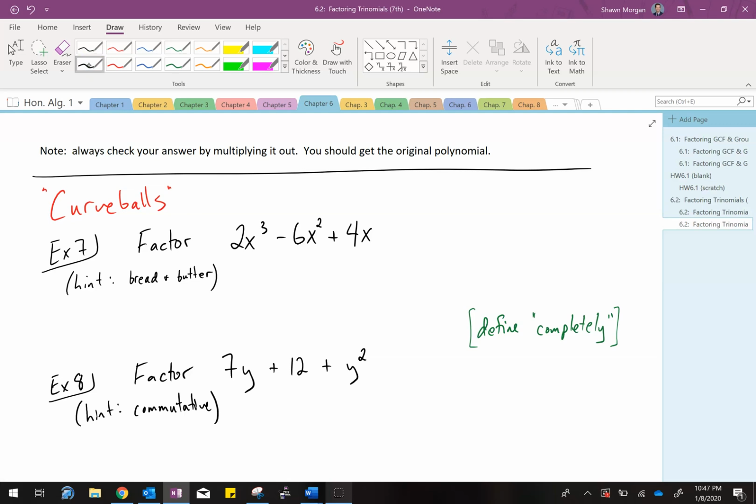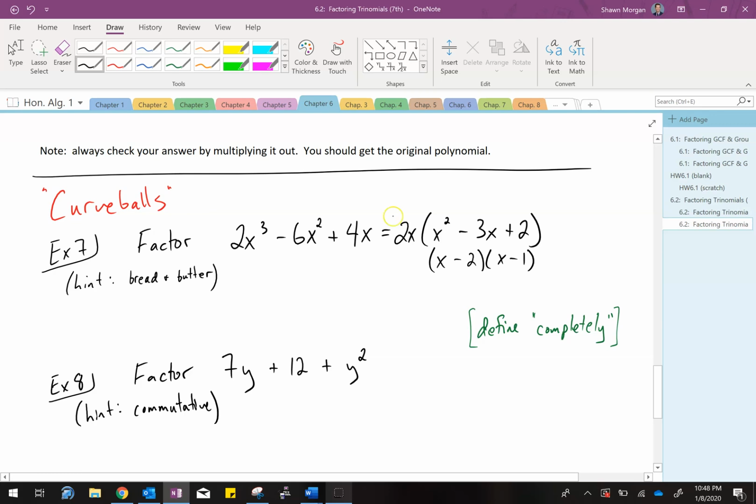In my hint here, I say bread and butter. You'll remember I referred to our GCF as a bread and butter factoring technique. You do it every time. You check for it every time. And so what we'll notice here is that at the very beginning, I should take out a 2x. If I factor out a 2x from each term, I'm going to be left with x squared minus 3x plus 2. Now that trinomial is very much factorable from today's earlier examples. We would have an x minus 2 and an x minus 1. Those are the 2 factors of positive 2 that add up to negative 3.